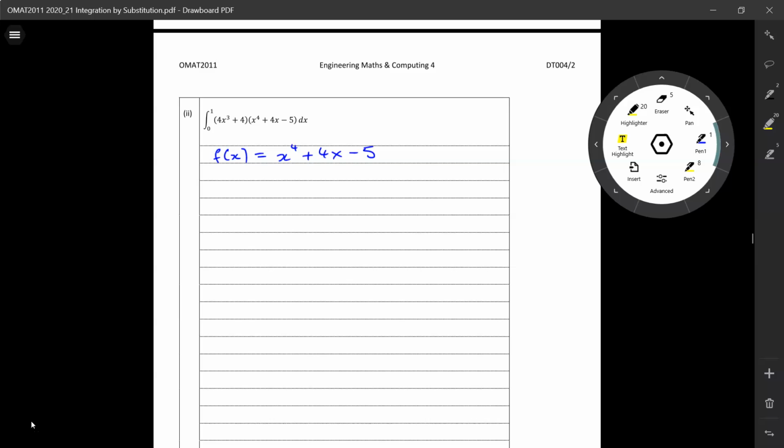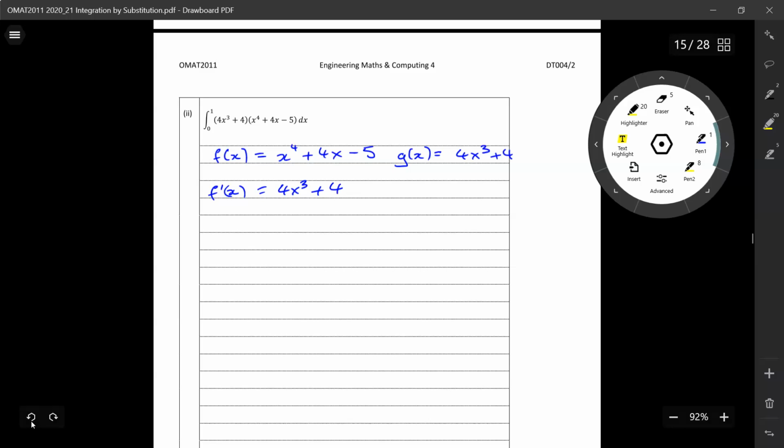We let g of x equal the second function, so g of x is equal to 4x cubed plus 4. The next thing we do is differentiate f of x, so f prime of x: x to the power of 4 becomes 4x cubed, plus 4x, so the derivative of 4x is 4.